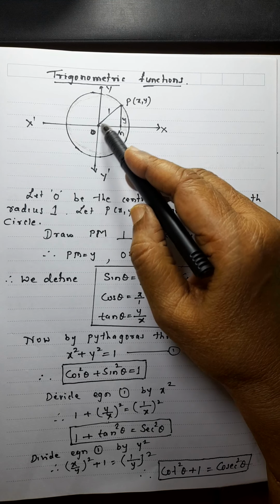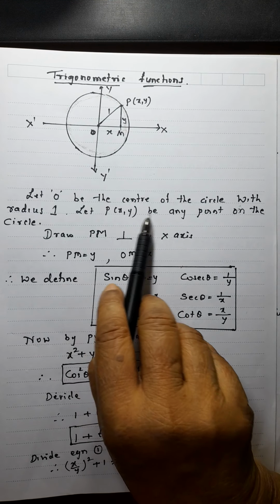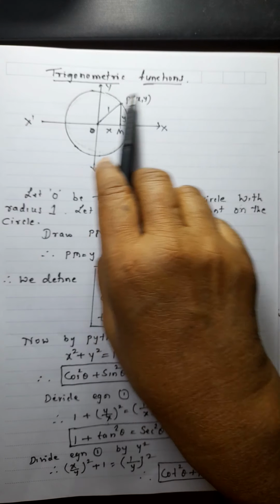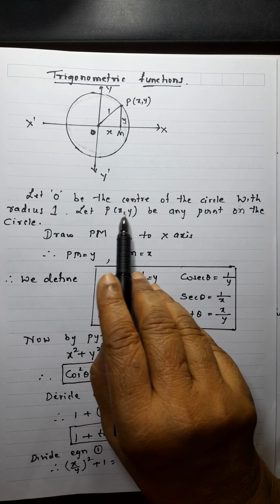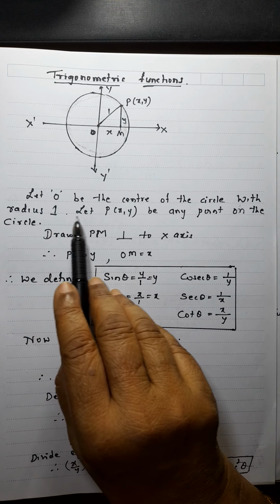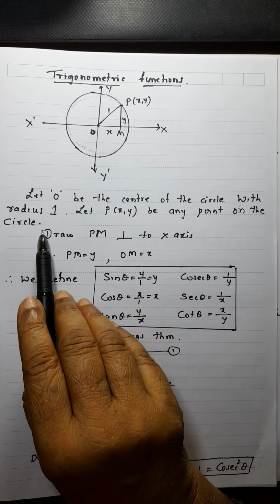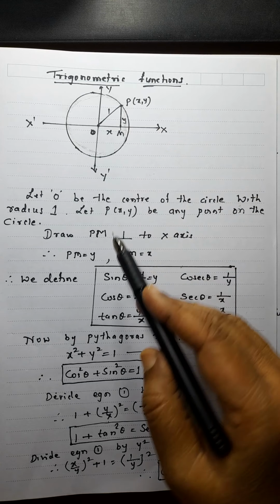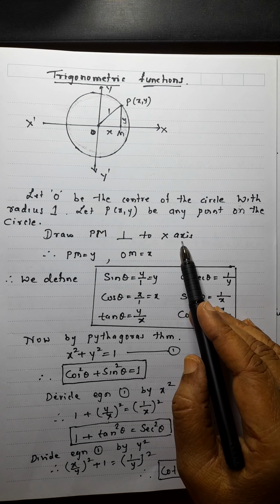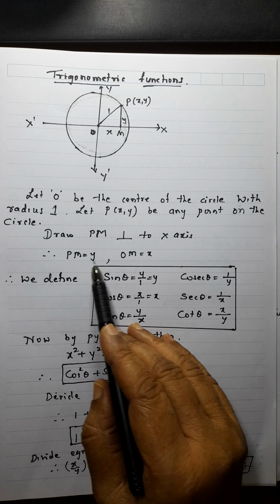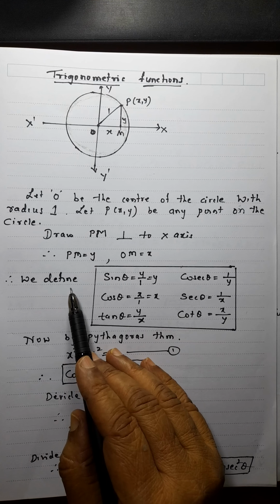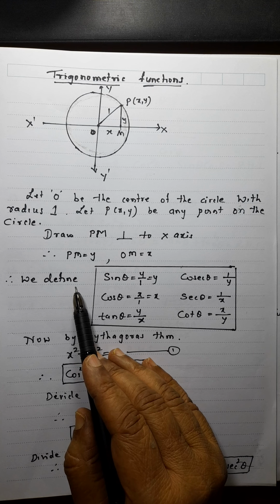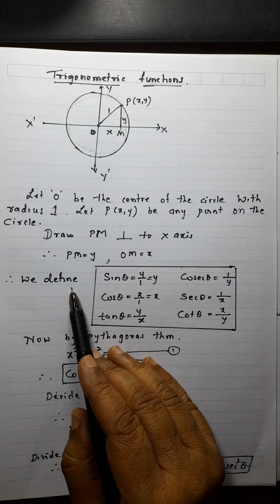Circle having radius 1. So O be the center of the circle. Now I am defining trigonometric functions. O be the center of the circle with radius 1 and let P(x, y) be any point on the circle. Draw PM perpendicular to the x-axis. And here PM is y and OM is x. Then we define. Don't ask me the question of why it is like this. It is defined like this.